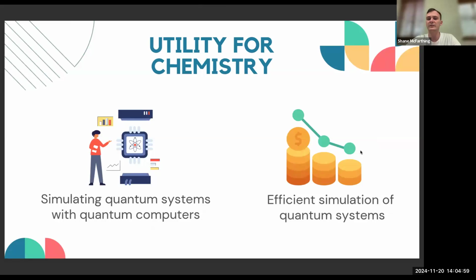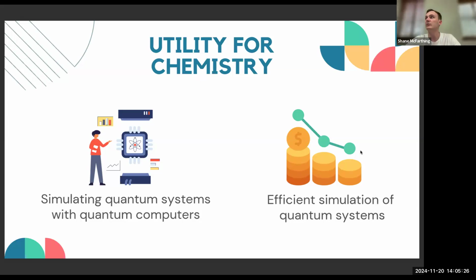So if we know what these devices are, then why would we want to use them for chemistry? Well, one of the first proposed applications of quantum computers is for this type of problem. It was proposed that in order to simulate quantum systems, we should try to use a quantum system itself, which is represented on a quantum computer. And by doing this, we can try to reduce the computational cost of performing these simulations.